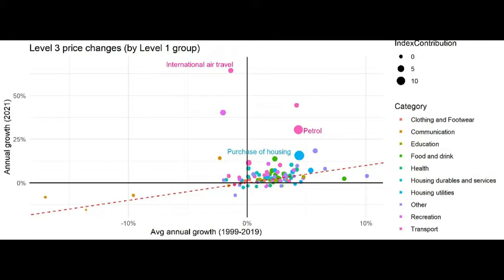The dotted red line in this graph represents points where price growth in 2021 was equal to its pre-COVID average. Points below this line had weaker growth, while points above it had stronger growth in 2021. As we can see, the vast majority of categories have experienced higher growth in 2021.